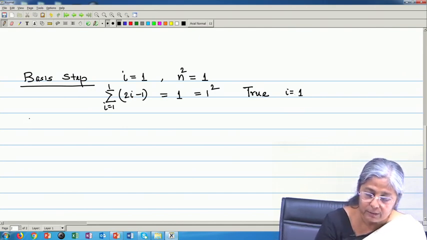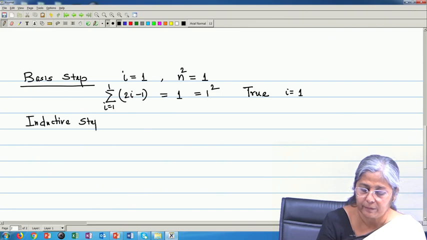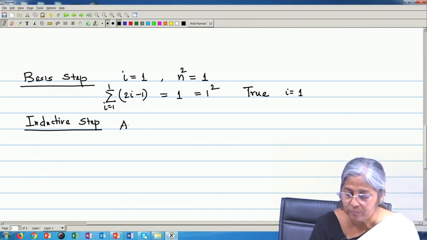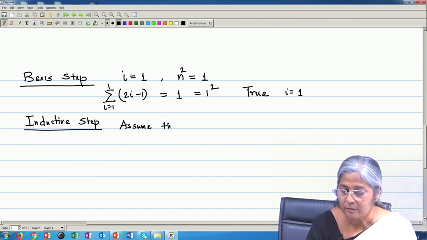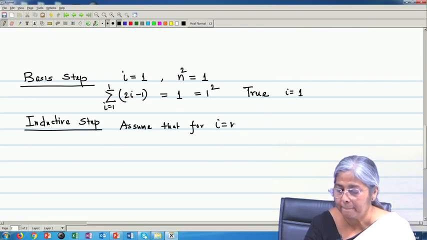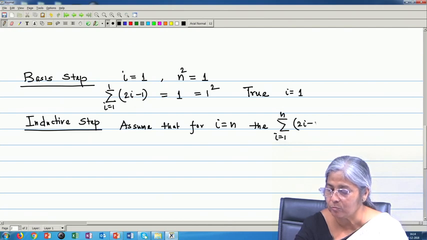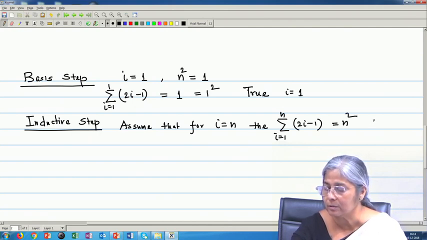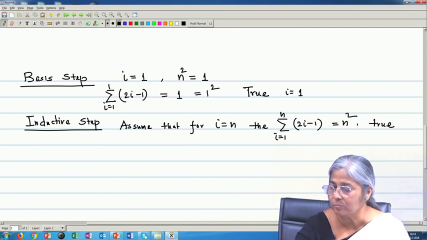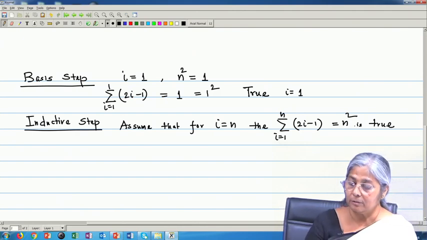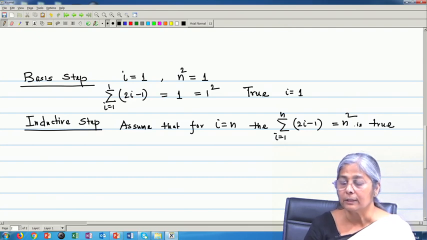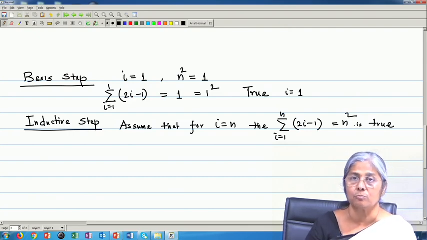Now, we see the inductive step. In the inductive step, we assume that for n the proposition is true. In this case, the formula for the sum, the sum for i equal to 1 to n of 2i minus 1 equal to n square, is true. We have to prove that for n plus 1 the equation, or the formula, is true.